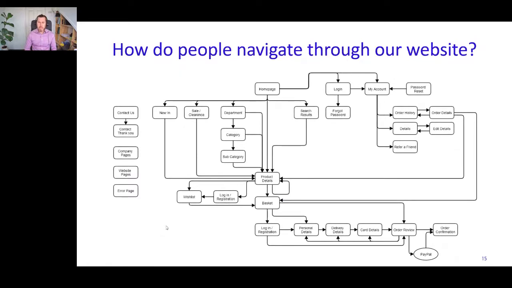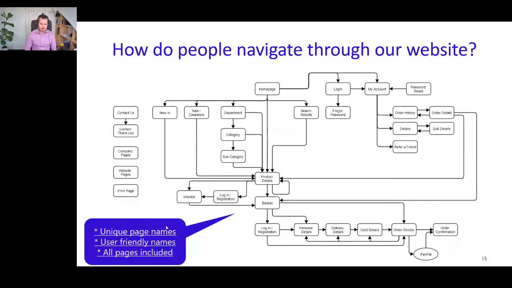I do want to know as well how people navigate to the website. I mean, I know how I want them to navigate, but what are they clicking on? What are they actually viewing? And for that, again, I need a good page name information in place. I need unique page names. One page name per page on the website.